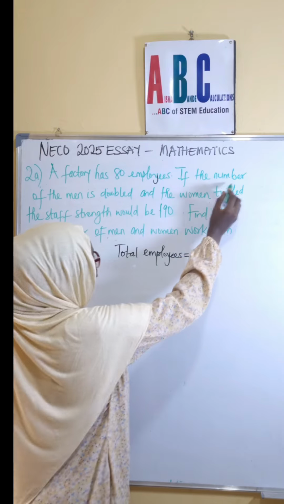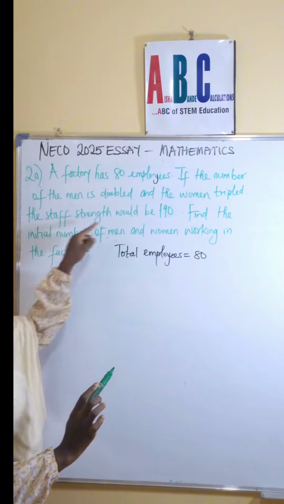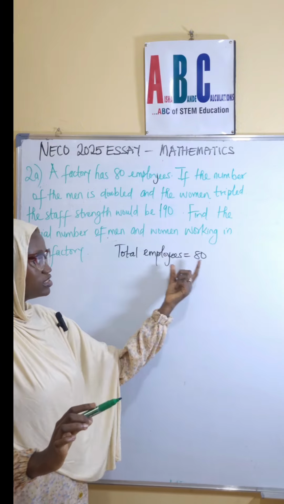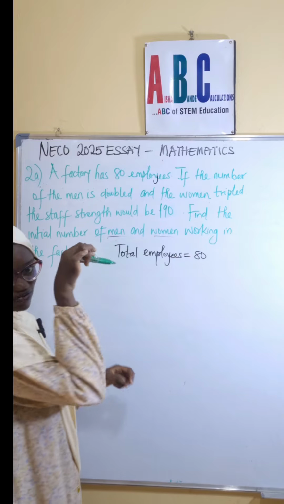The next statement says if the number of the men is doubled and the women is tripled, the staff strength would be 190. But these employees now, the total number is 80. Now it says we should find the number of men and the women working in that factory.